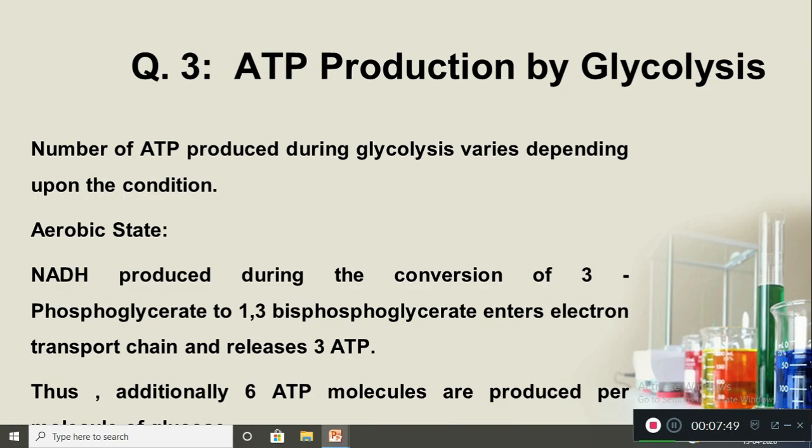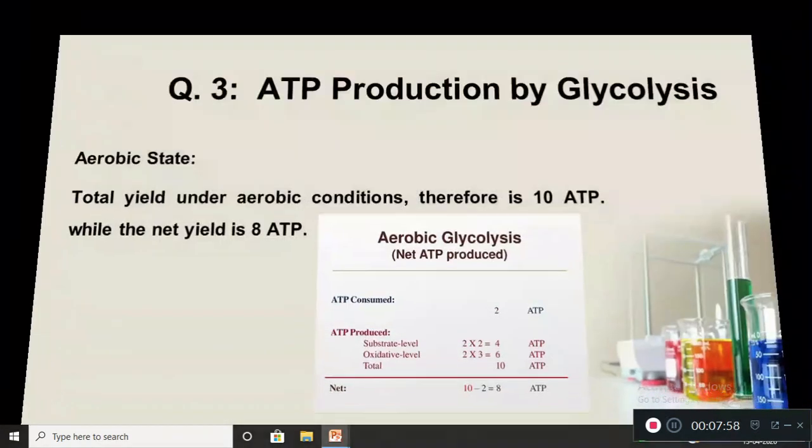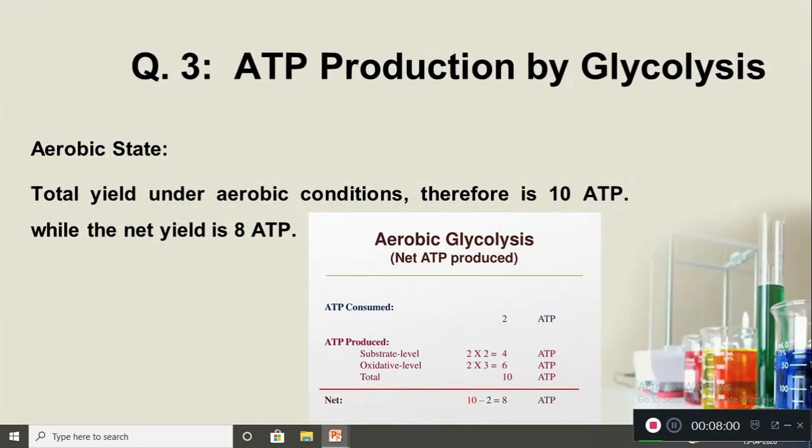So in the question, what the examiner who is evaluating your paper wants from your answer sheet is this diagram. You must be able to write how much ATP is consumed. 2 ATP molecules are consumed. How much ATP is produced at substrate level? 2 into 2, 4 ATP molecules are produced. At the oxidative level, we got 2 into 3, that is 6 ATP molecules produced.